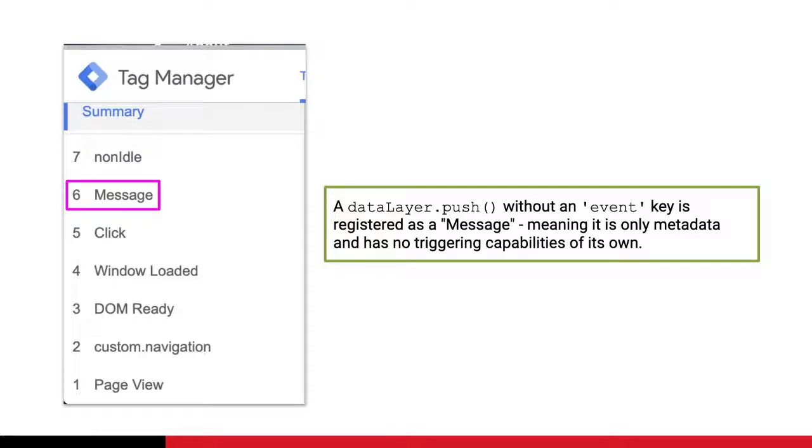And then finally, you have the message, which is a data layer push without an event key. Or anecdotally, it can also be a data layer push with an event key whose value is message. And that's really confusing. So don't ever do that. I've come across it a couple of times and I've never understood why somebody chooses that confusing name as their event value, because it's really difficult to see at a glance in the event list which ones are data layer pushes without event keys and which ones are data layer pushes with event keys. But the key thing about the message is that it has no triggering capabilities of its own. So it can't be used to trigger tags in your container.